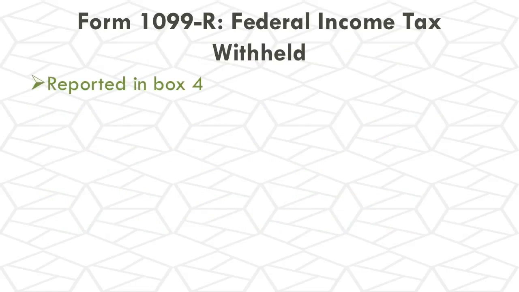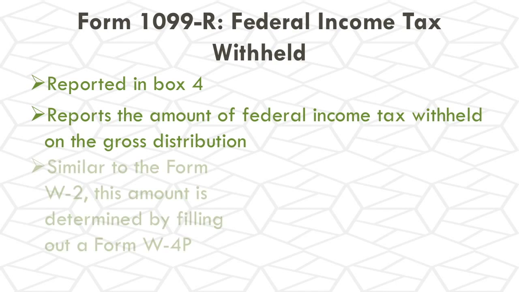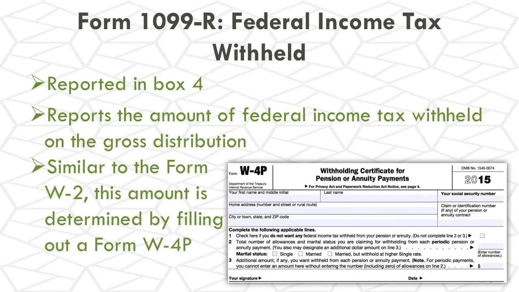Box 4, federal income tax withheld, again reports the amount of federal income tax that was withheld on the gross distribution. And similar to the Form W-2, this amount is going to be determined by filling out a Form W-4P. So you'll see here it looks very, very similar to the Form W-4, and it actually has the same questions that give you personal allowances, which thus determine how much is going to be withheld from the distribution.